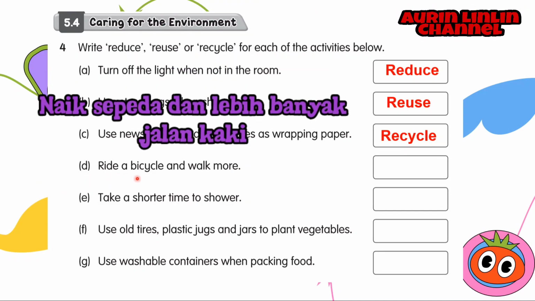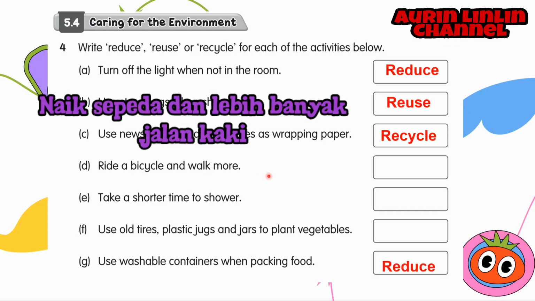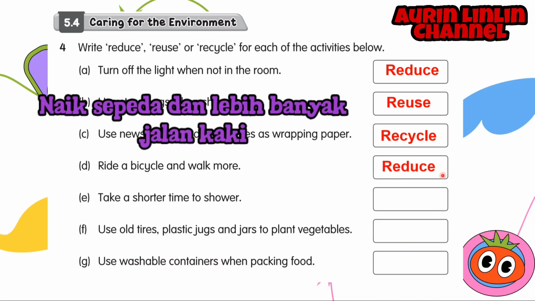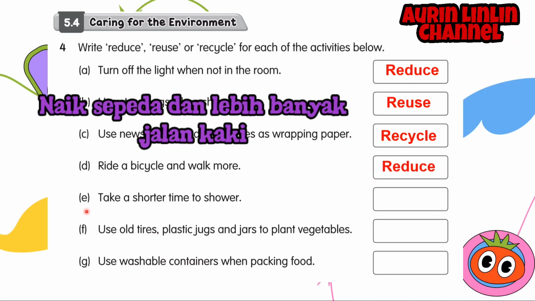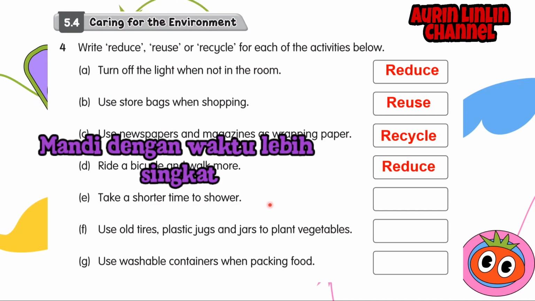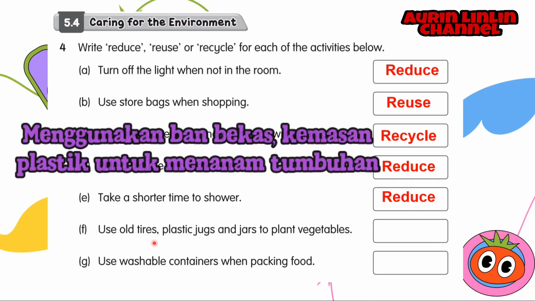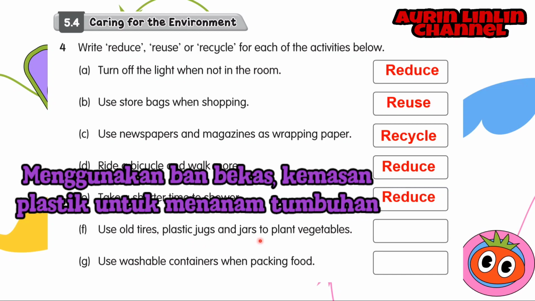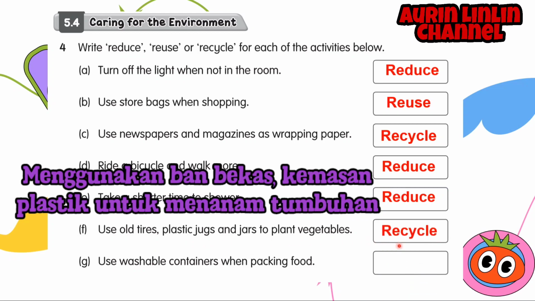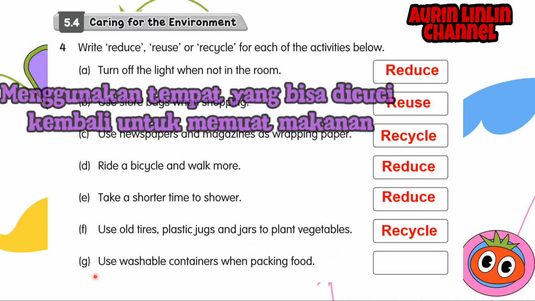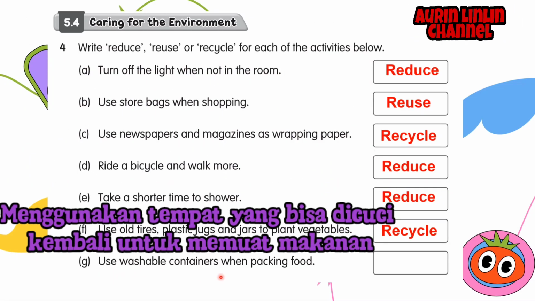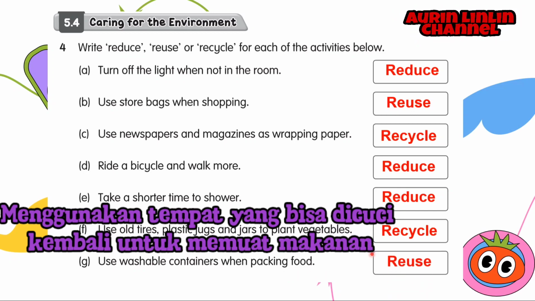D. Ride a bicycle and walk more. This is a kind of reduce. E. Take a shorter time to shower. And this is the kind of reduce. F. Use old tires, plastic jugs, and jars to plant vegetables. And this is the kind of recycle. G. Use washable containers when packing food. And this is the kind of reuse.